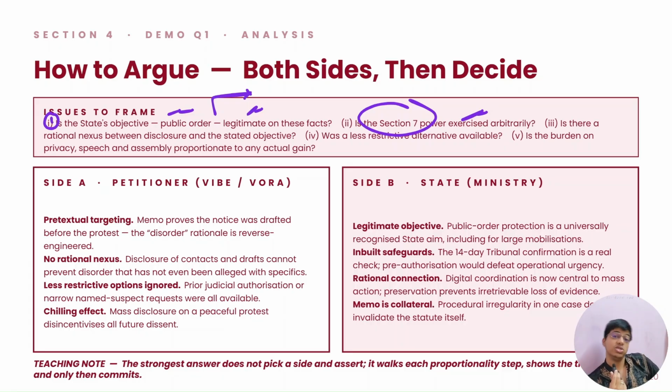This is the type of question that you may ask from the side of the protesters. Was there any less restrictive opportunity or not? Again, the protesters' particular issue: the burden on privacy, speech, assembly. Is there any actual gain from this? So questions like this, issues like this can be framed.